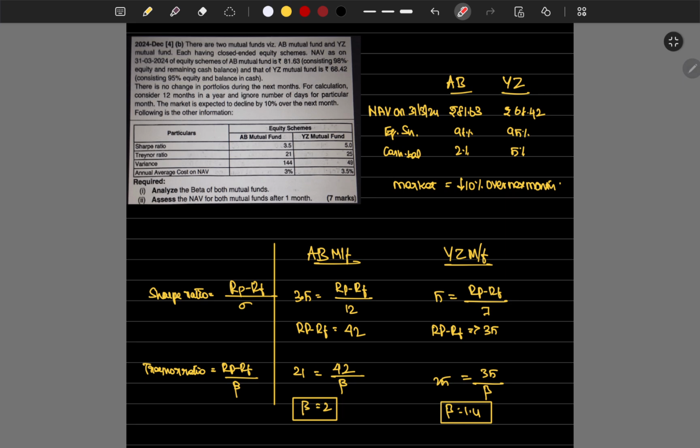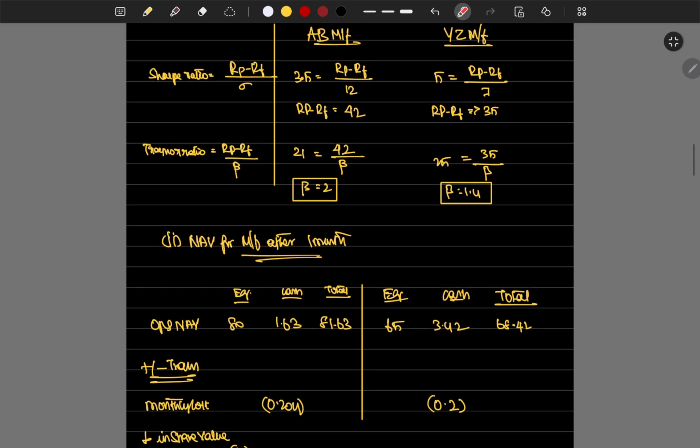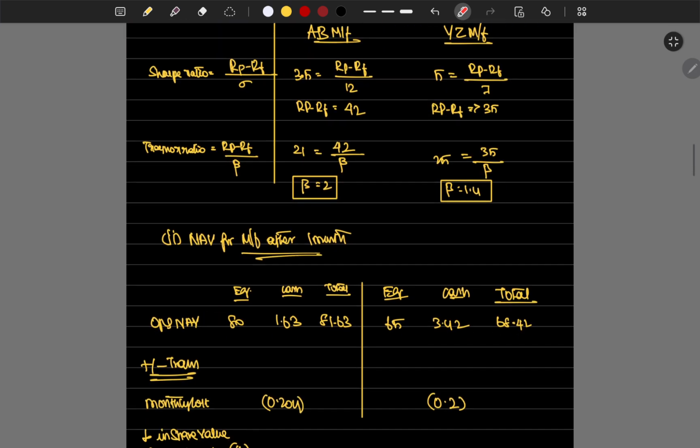Once we get the value, we have to substitute it into the Treynor ratio. Treynor ratio is the return of the portfolio minus the risk-free return, divided by beta. So using this, we are finding the beta here. So our goal is satisfied. We have found the beta, and then the opening NAV.